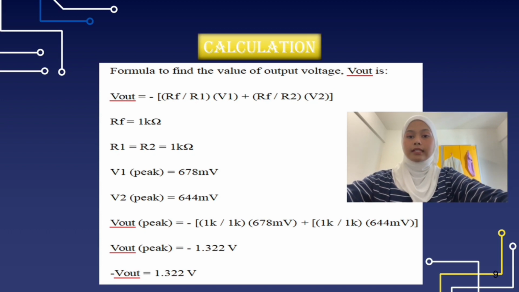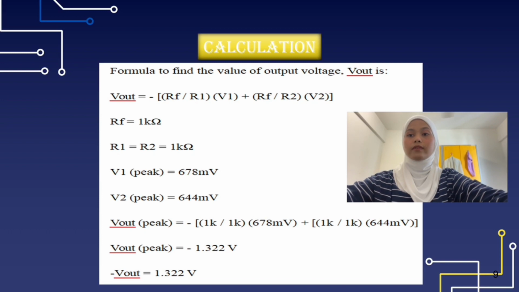A summing amplifier circuit is basically used to combine the voltages of multiple inputs into one output voltage. In this case, we have two input voltages from the oscillator. We are moving on into the calculation. The formula to define Vout is RF times V1 over R1 plus V2 over R2.